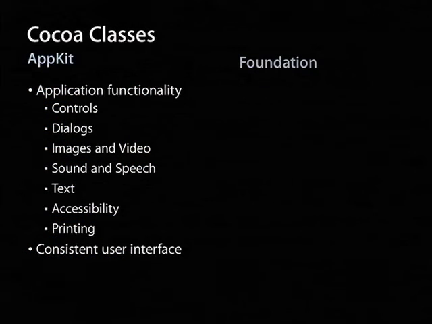And AppKit supports controls and windows and some of the sort of graphical classes and functionality that you'd expect. And much of the consistency of the Mac OS X user interface is due to the use of Cocoa. If Mac OS X applications seem to look and work the same way, a lot of that is due to Cocoa providing the functionality for them.